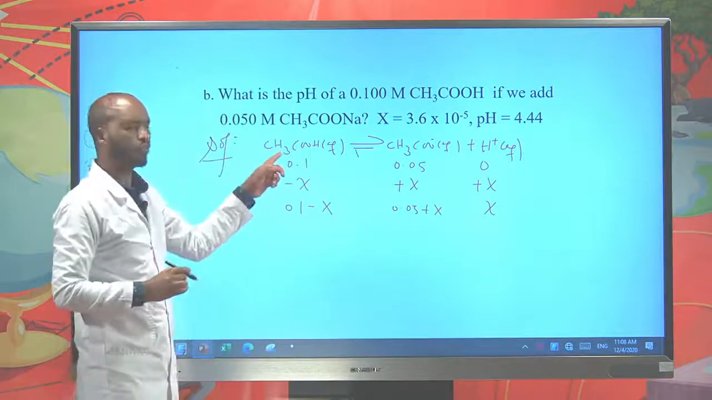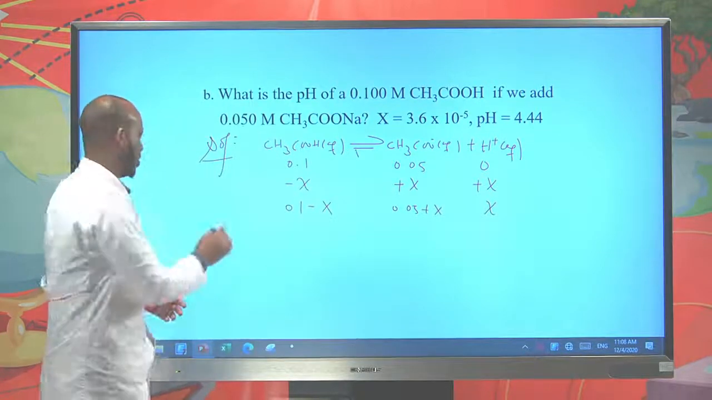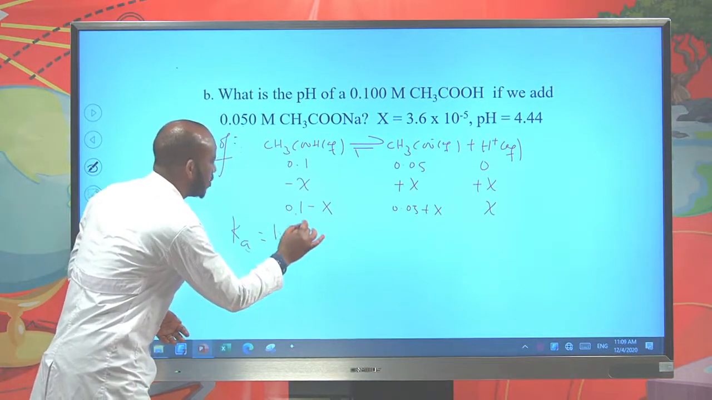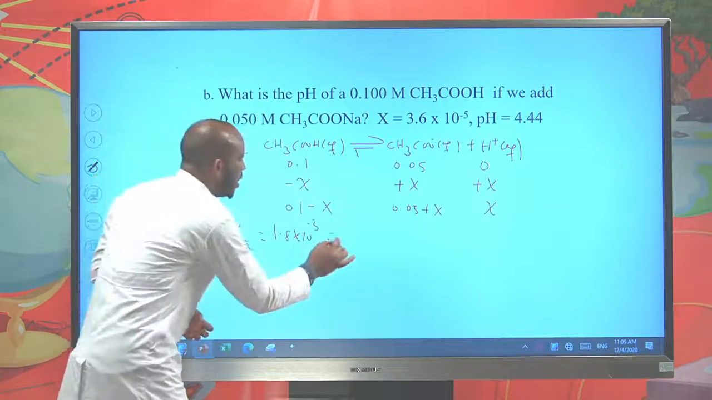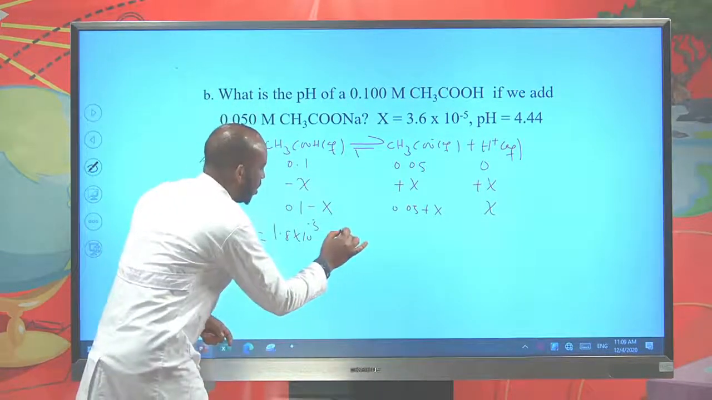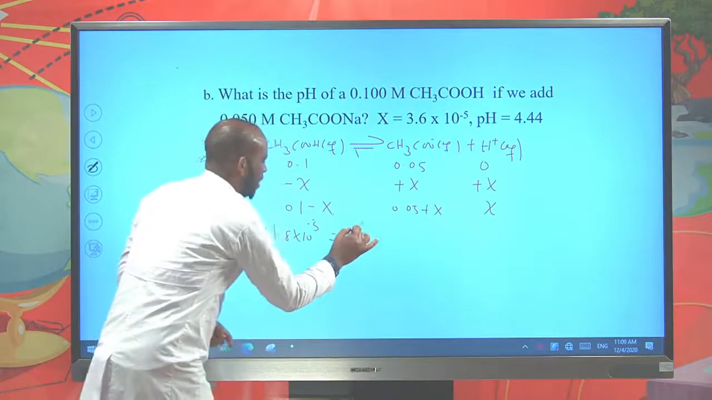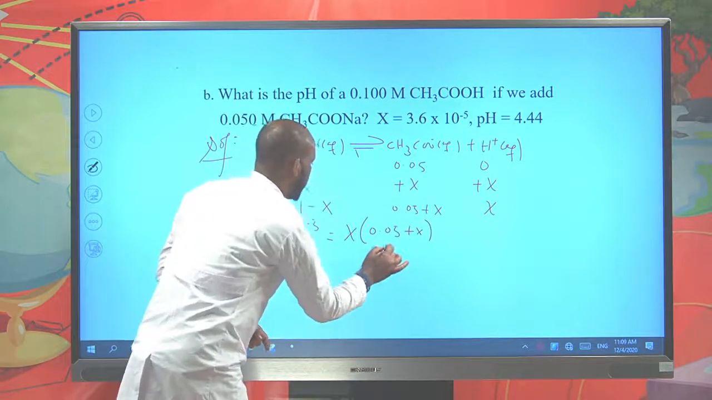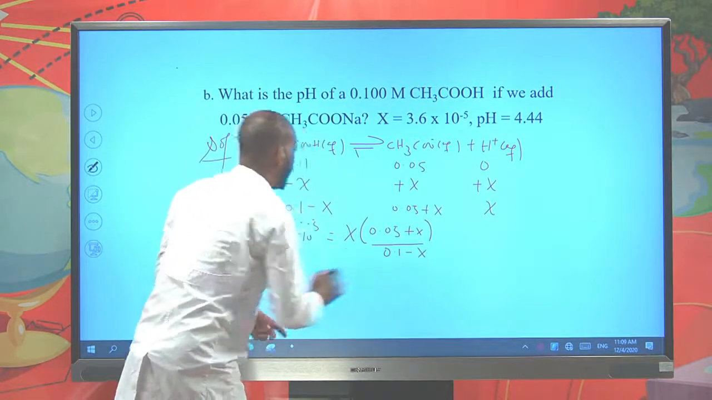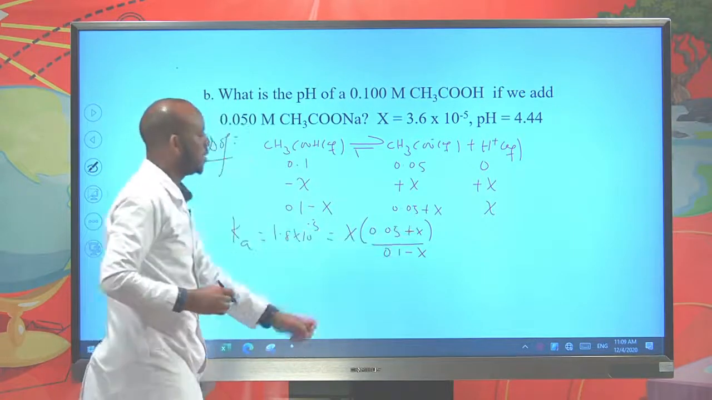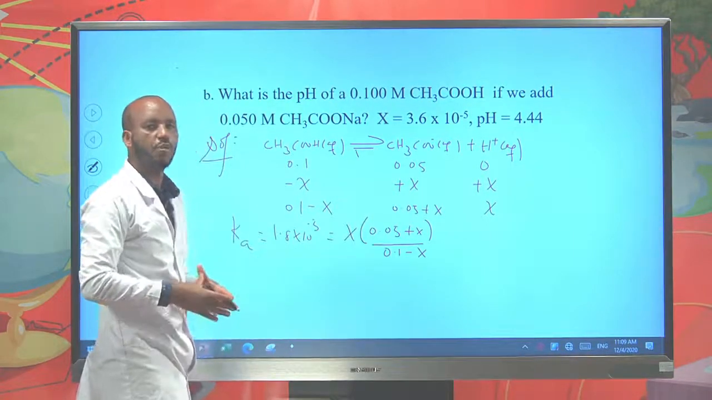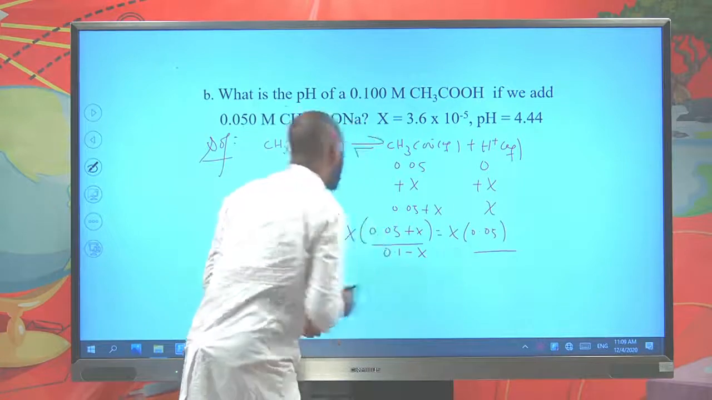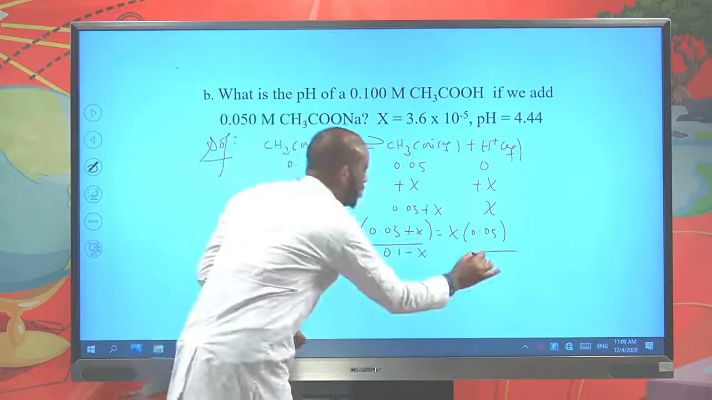Now you can set the dissociation constant for acetic acid, Ka, equal to 1.8 times 10 raised to minus 5, equal to the equilibrium concentration of acetate times the equilibrium concentration of H plus, that is X times 0.05 plus X, divided by 0.1 minus X. For a small value of X, 0.05 plus X is approximately 0.05, so it equals X times 0.05 divided by 0.1 minus X, which is approximately 0.1.